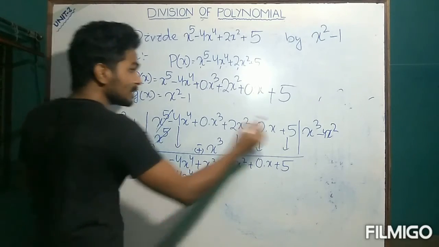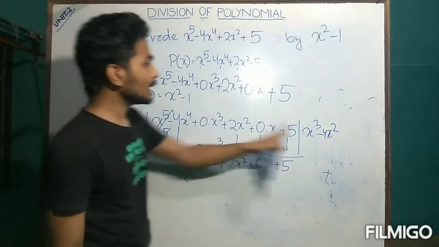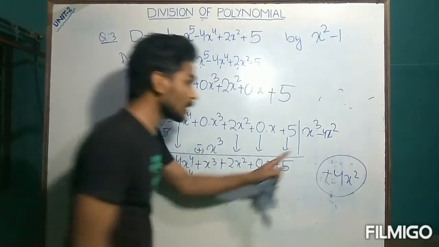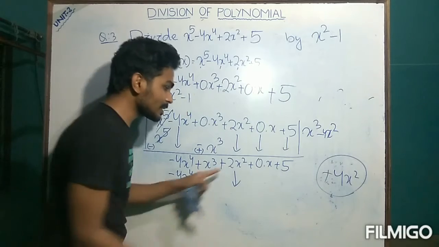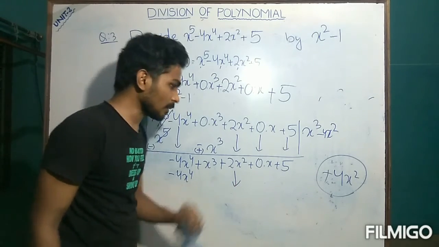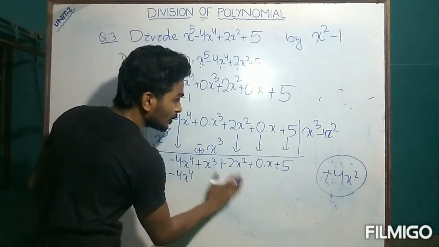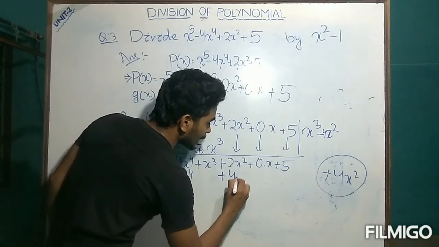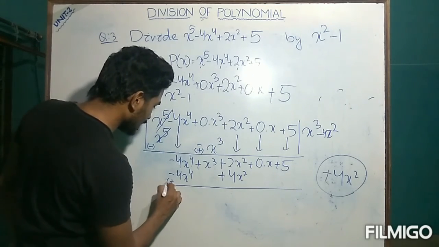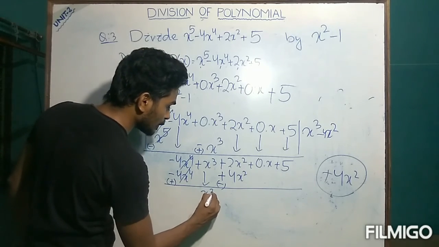Then minus, minus, plus, plus, 1 into 4x square will be how much? 4x square. And this 4x square must be written along this column. It shouldn't be written in this column. It should be written in this column because it contains a power 2 and the other also contains a power 2. So write 4x square here. Then change the sign, plus minus, cancel out. This goes down. It will be x to the power 3.